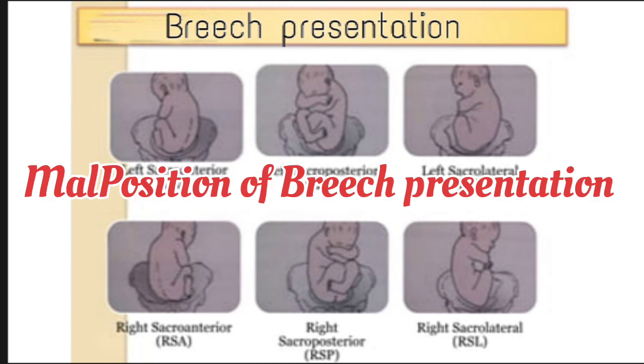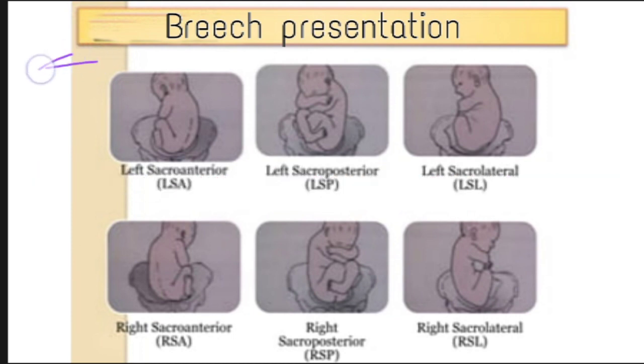Breech presentation. If the baby is facing this side, it's left. If the baby is facing this side, it's right. If the baby's back is facing backwards, it's anterior. If the baby is facing towards the front, it's posterior. Or else if the baby is facing lateral, either this position or this position, it's lateral.